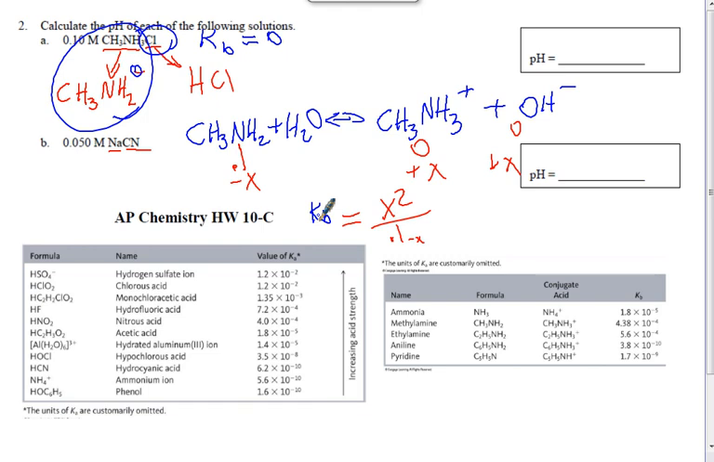So I need that value before I can even solve. I have that value right here. Sweet. What if I didn't have that value? What if I had the opposite value? I could just do 1 times 10 to the minus 14 divided by Ka. That gives me the Kb. So I know the Kb according to this data table here. And now I can solve.